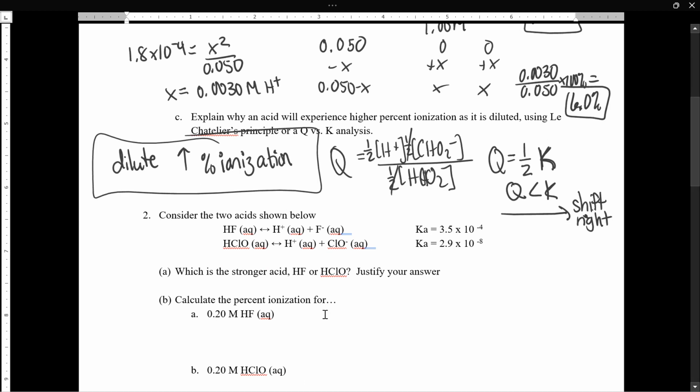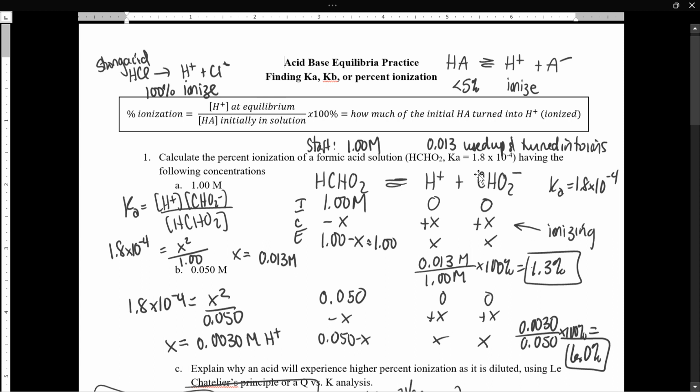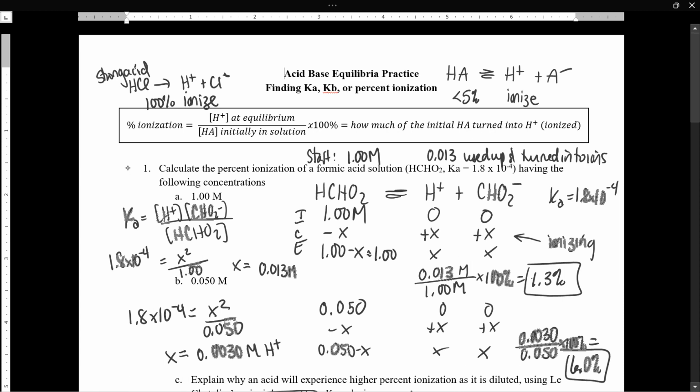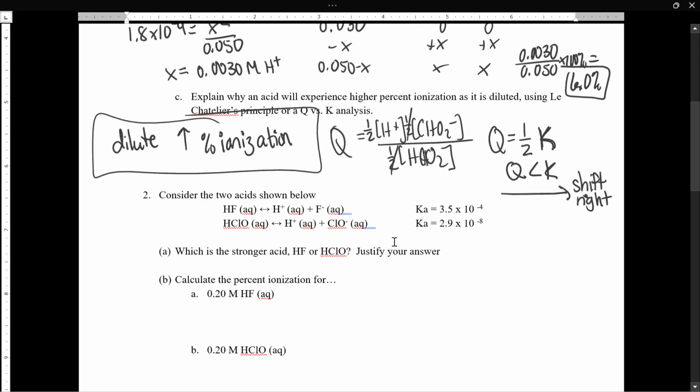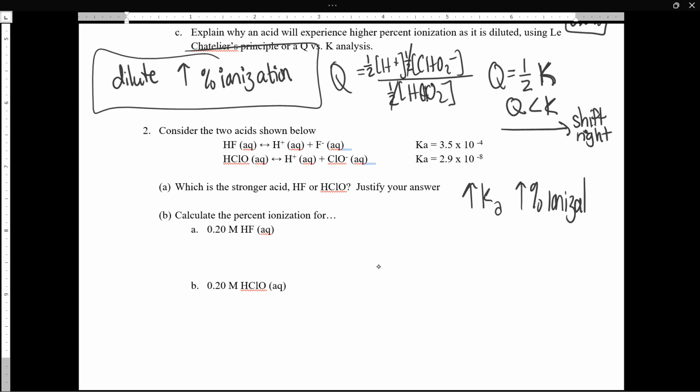Another variable that affects percent ionization is the acid strength. So the stronger the acid, the more of it that ionizes. That makes sense. Because remember we said earlier, what makes something a strong acid is the fact that it all ionizes. So 100% ionization is the strongest acid you can get. The less of it that ionizes, the weaker the acid is. So the value of K is going to impact your percent ionization. The larger the Ka value, the greater the percent ionization will be.